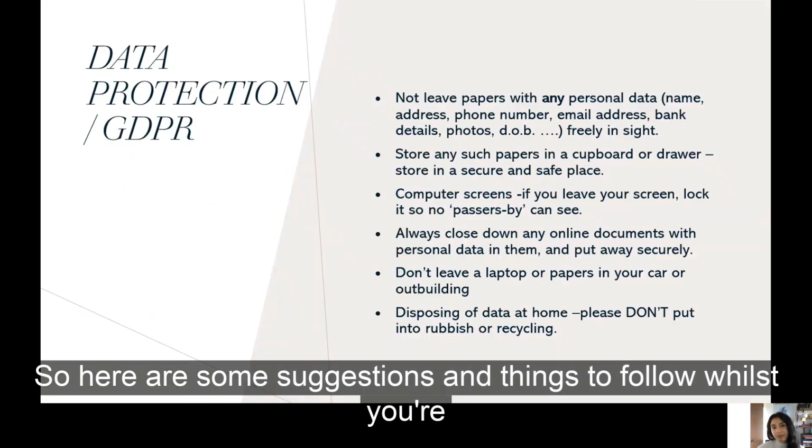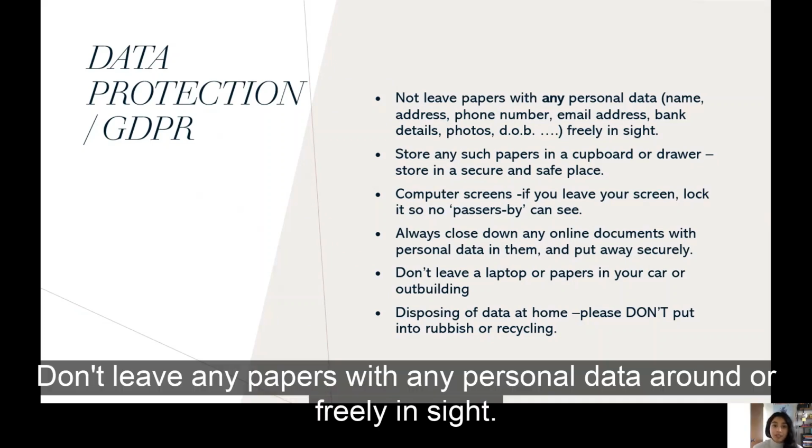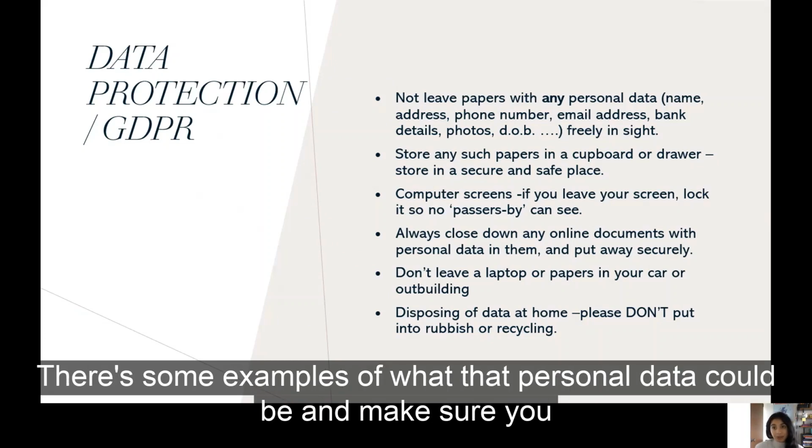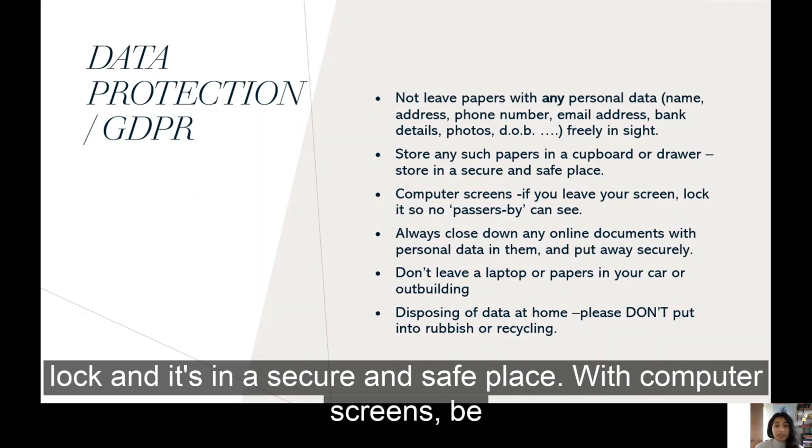So here are some suggestions and things to follow whilst you're working from home and also whilst you're in the office as well. Don't leave any papers with any personal data around or freely in sight. There's some examples of what that personal data could be, and make sure you store those papers in a cupboard or drawer, ideally somewhere that you can lock and it's in a secure and safe place.